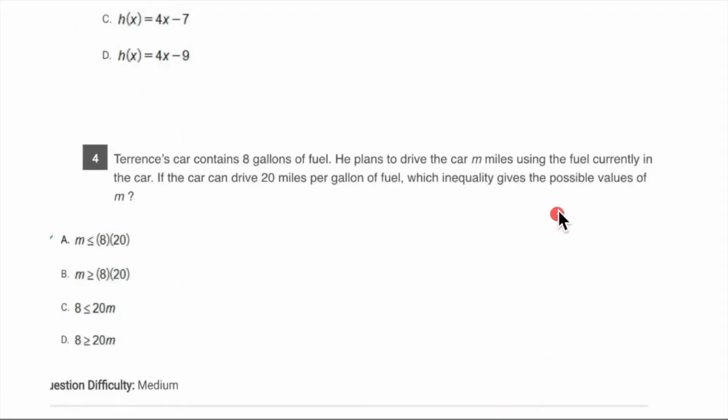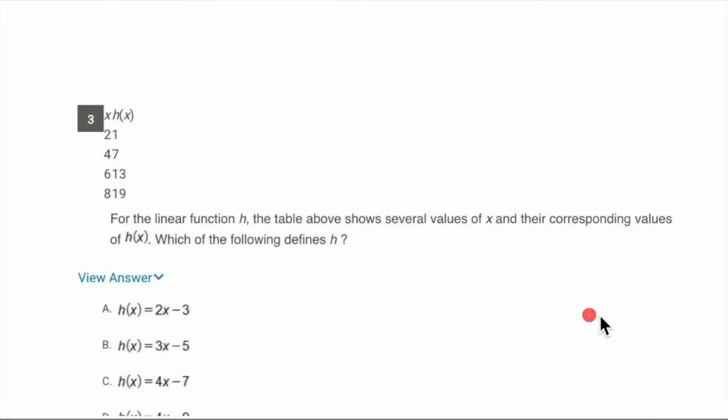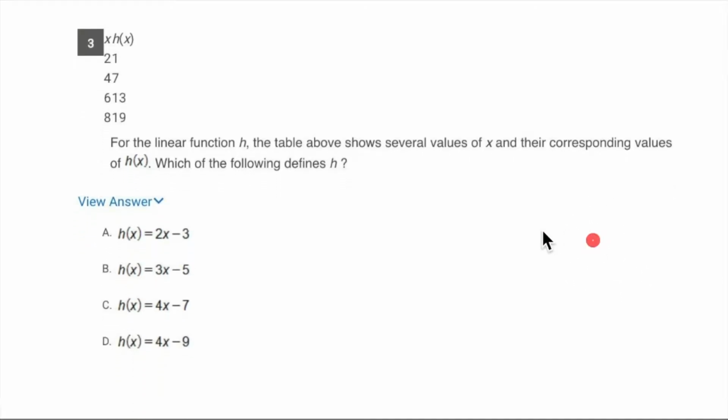Number 3, this is a function problem which kind of scares some of you. So this one really should have a line running between 2 and 1, 4 and 7, 6 and 13. So this is a table of values. It says for the linear function h, the table shows several values of x and their corresponding values of h of x. The thing to keep in mind is it's the same thing as an x, y table. The function notation h of x is always the same as the y coordinate.